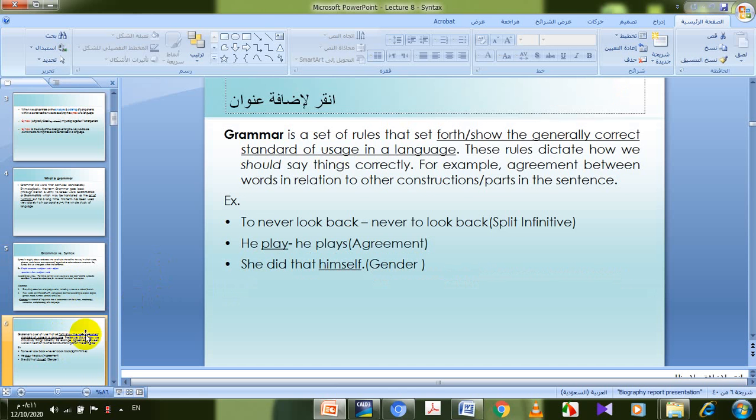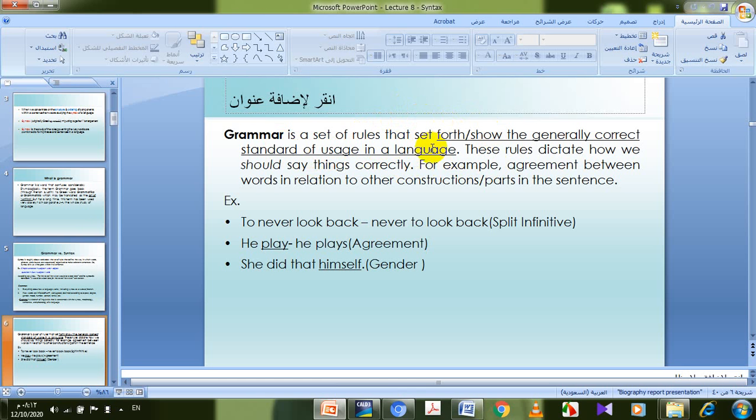Good. Next, grammar is a set of rules that set forth or show the generally correct standard of usage in a language. So it is more concerned with the generally correct standard of usage in a language. So it is general. It is a general idea. Okay, it is an overall idea.